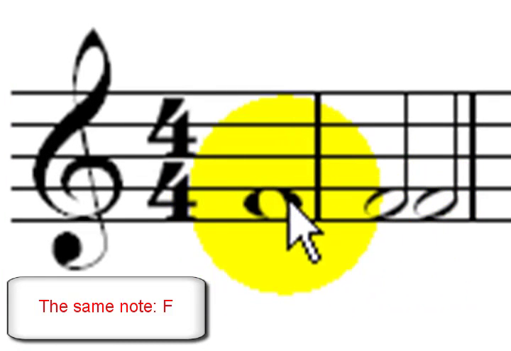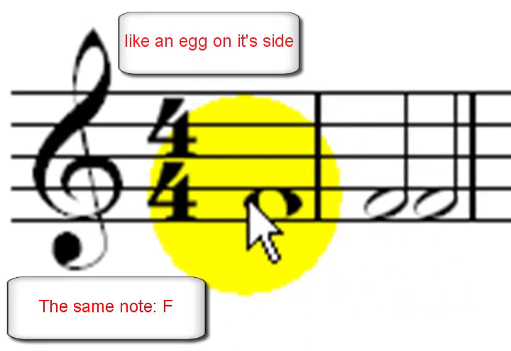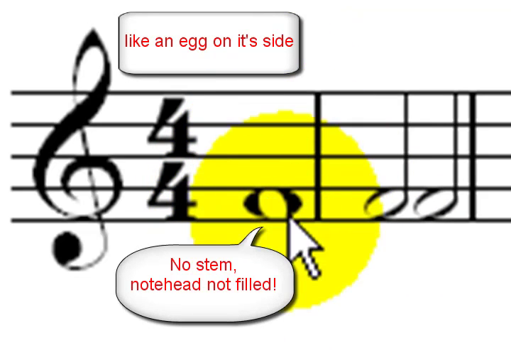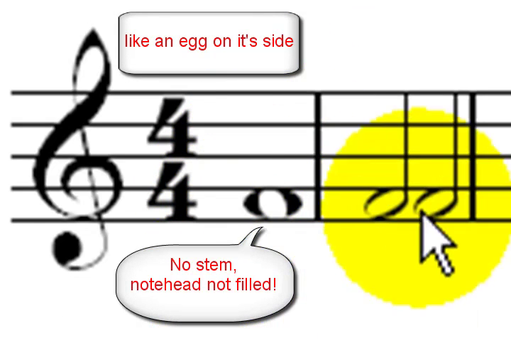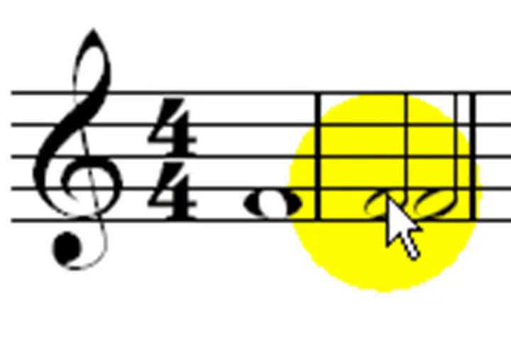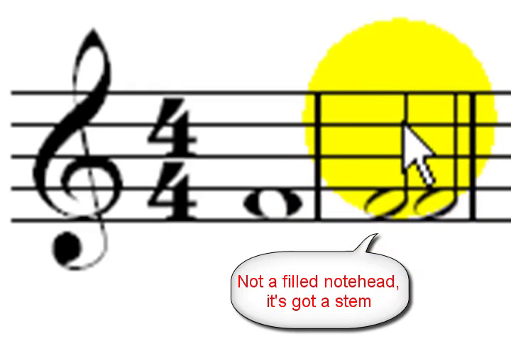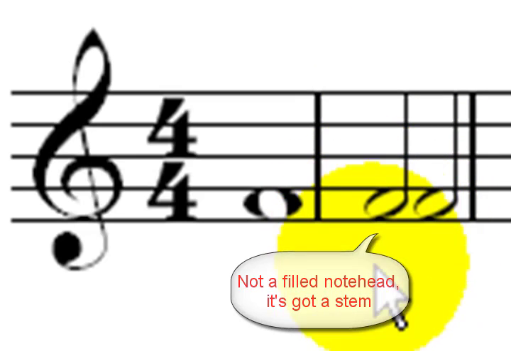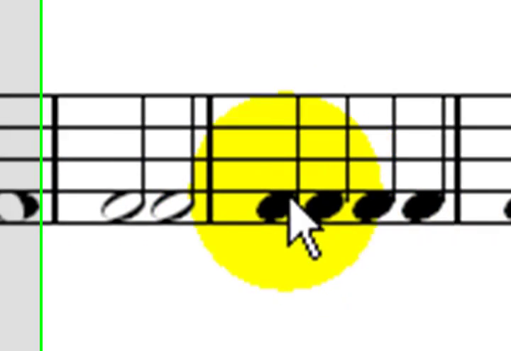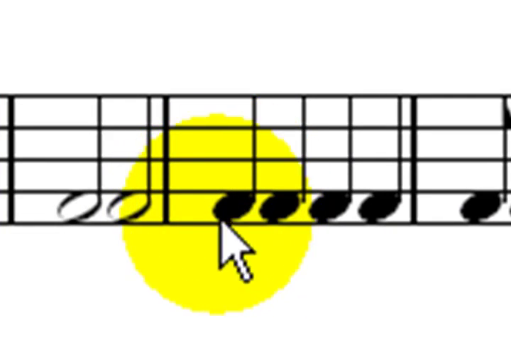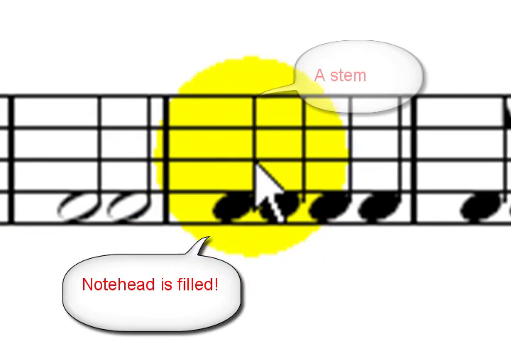The whole note is like an egg on the side, and it has no stem going up or down. The half note has no coloring inside the note, it's not filled up, and it has a stem going up. And it also can go down. We'll talk about that a little later on. The quarter note is filled. The head is filled, and it has a stem also.